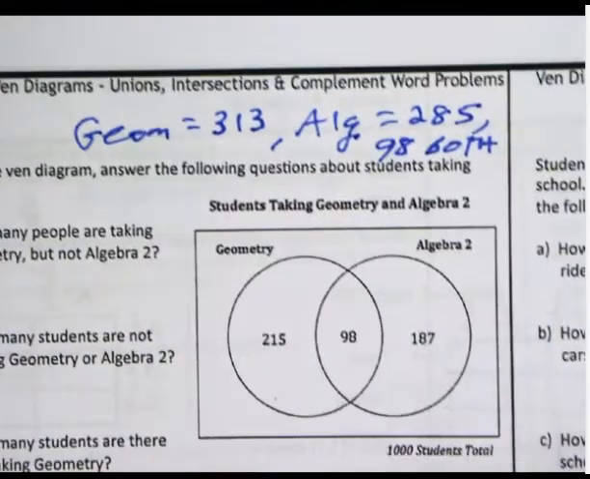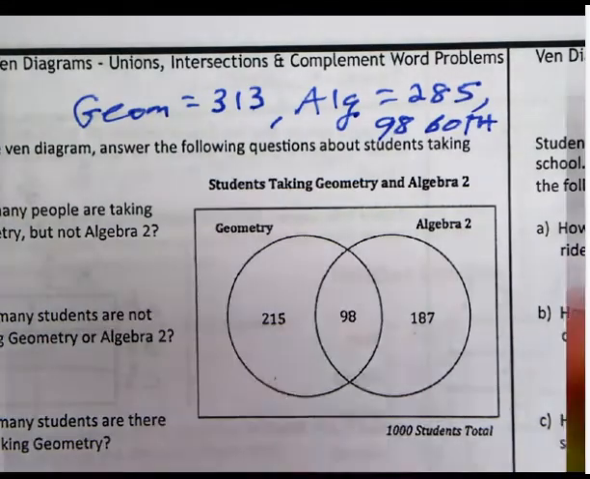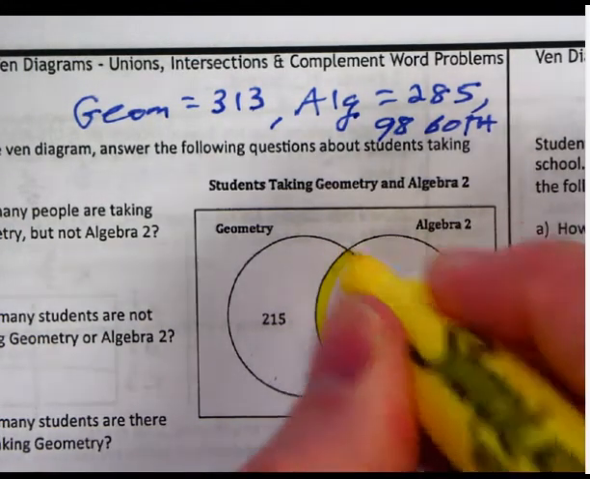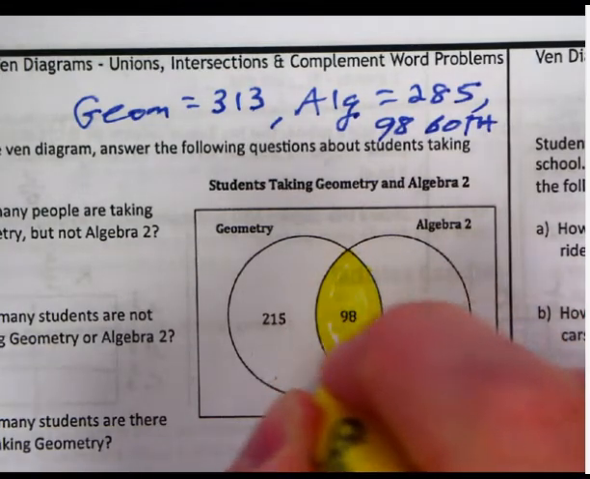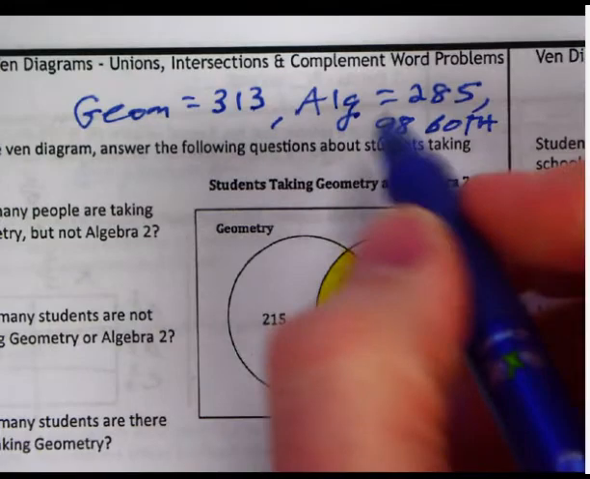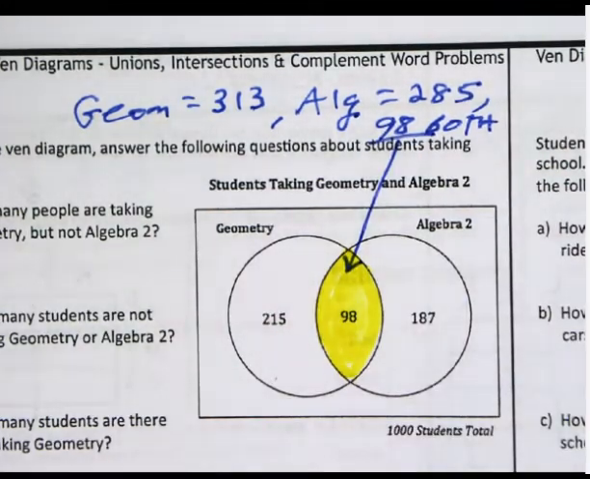Basically what would happen if you had that information given to you, remember, the key is you always fill in this little football-shaped region right here. This is the "and," and that has to get filled in first because those become members of both. Fill that in first, so you put the 98 right there. So the 98 would go there.